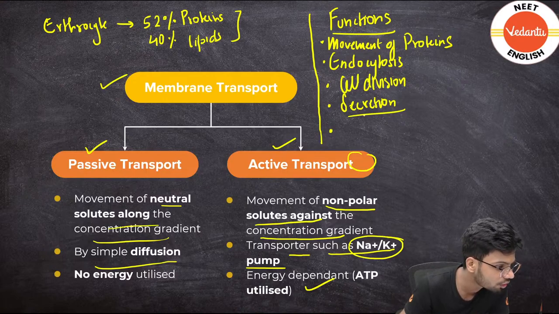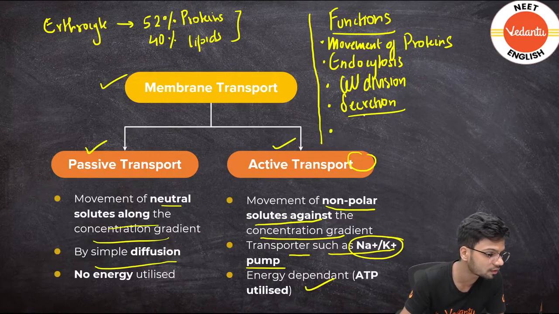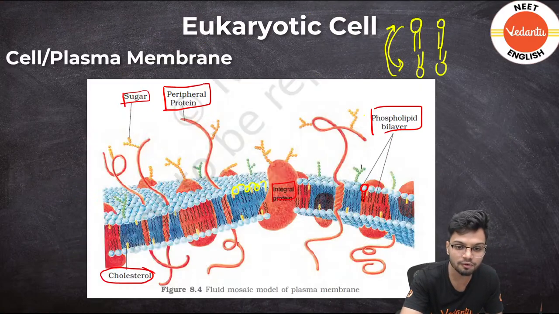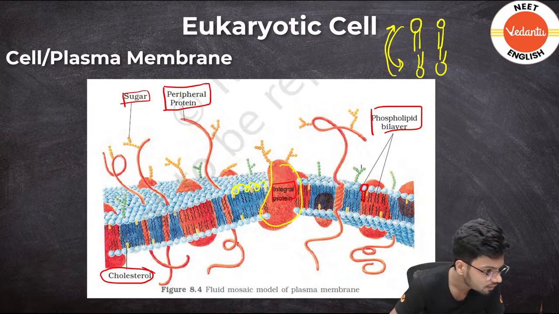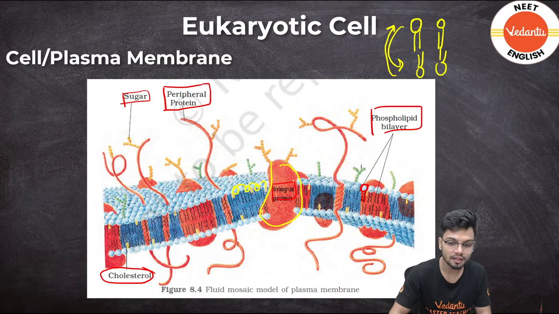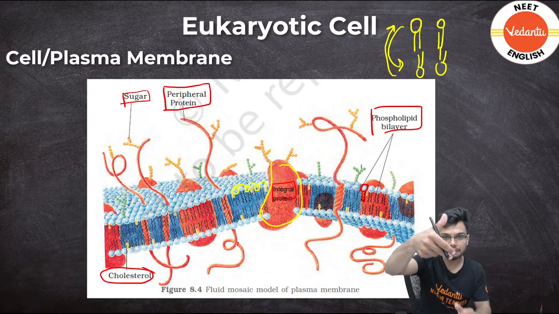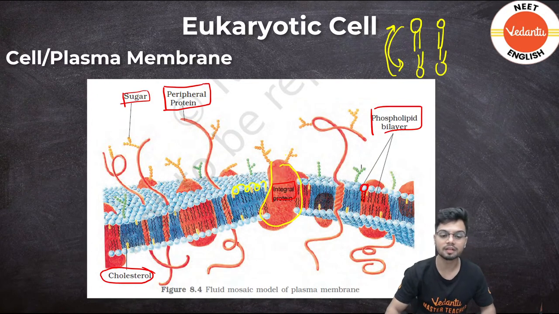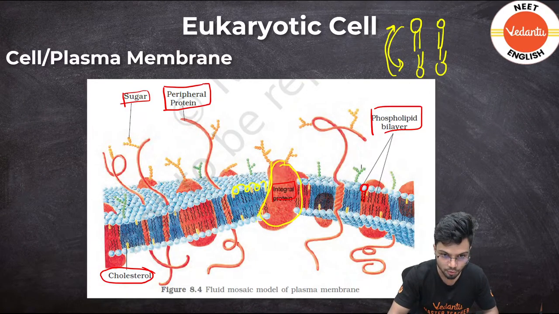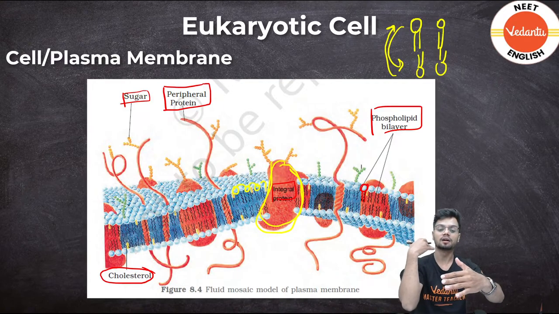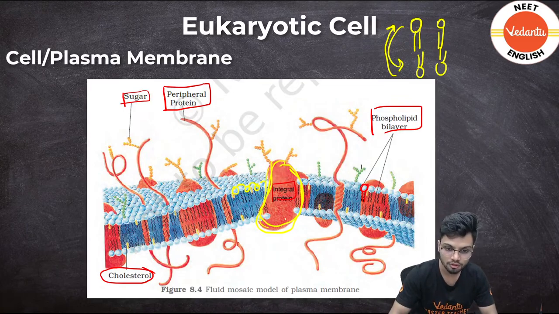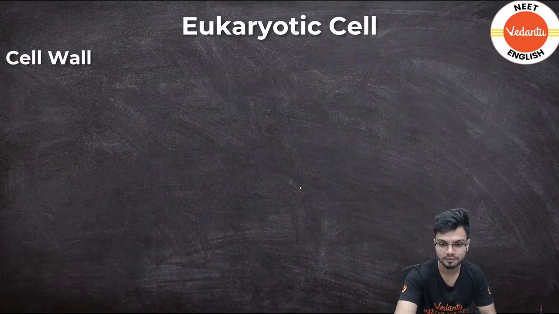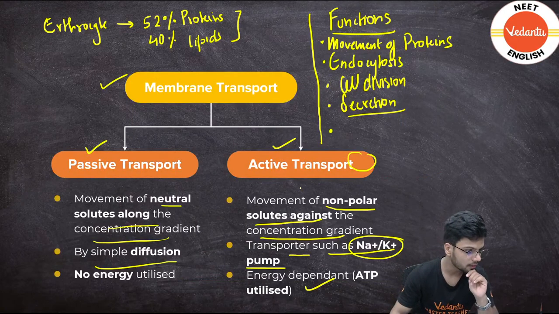The question was that flip-flop movement is not seen in proteins because they are not bilayer. The reason is, can you see this entire big structure? This protein is completely present between the layers. If it shows flip-flop, the entire plasma membrane will become destabilized and disintegrate. So proteins will not show flip-flop movement. Clear?